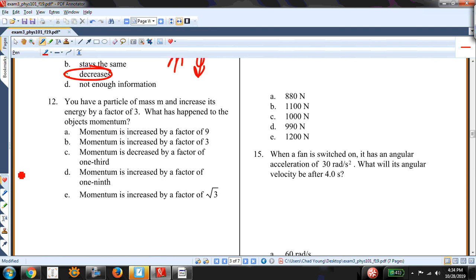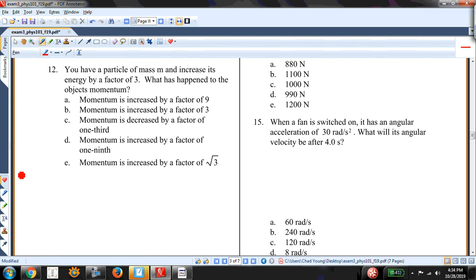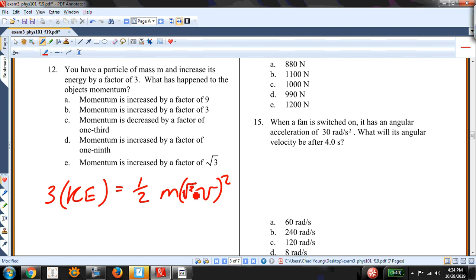You have a particle of mass m and increase its energy by a factor of 3. What happens to the object's momentum? Okay, so the energy has increased by a factor of 3. That means that the velocity or speed has increased by a factor of root 3 because it's squared, and root 3 squared is equal to 3. Now, the momentum is a linear direct relationship with v, so whatever I do to v, I'm also going to do to the momentum. So E is the right answer.